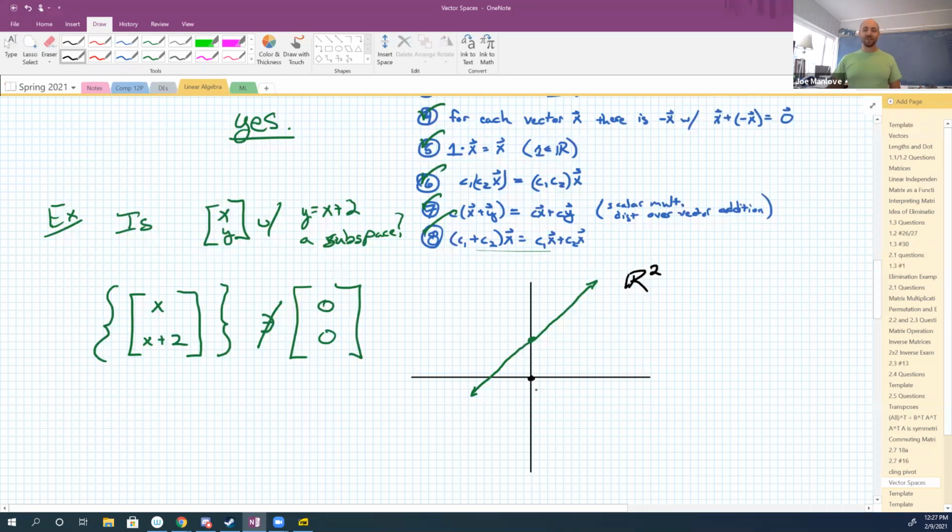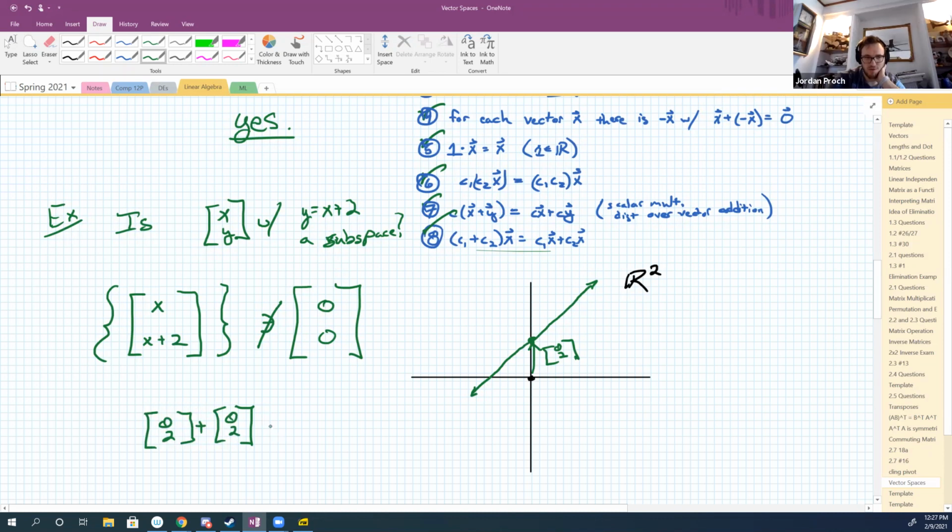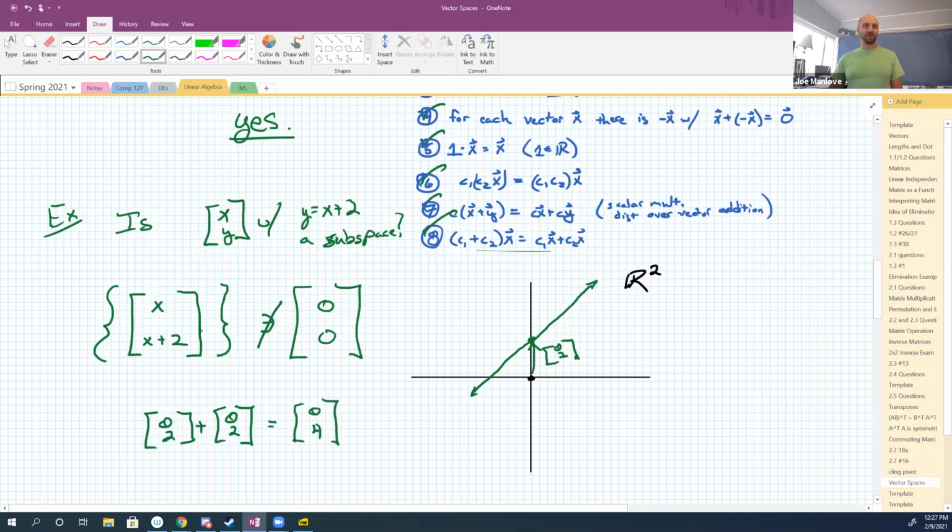So is the zero vector in the green thing? No. What does that mean? Well, that means that if I took a vector here, like this one, this is the vector 0, 2, right? Notice that if you take the vector 0, 2 and add it to the vector 0, 2, what do you get? Zero, 4? Good, you get 0, 4. Now what's the problem? Well, 0, 4 isn't one of these, right? The second coordinate isn't the first coordinate plus 2.